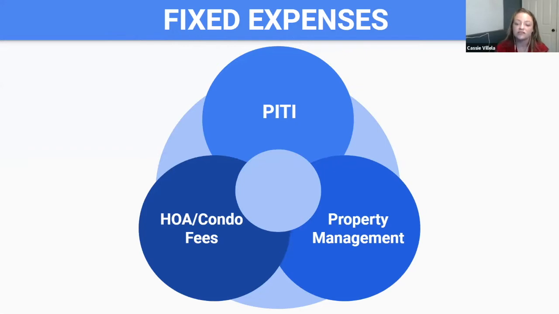So those first expenses are your fixed expenses. Now, these are the really easy ones to put into the spreadsheet because you're just going to look at the deal and get them. Property management is going to be the same based on who your property manager is. Your HOA condo fees are going to be in the listing, or you're going to be able to find those pretty easily. And then your principal, interest, taxes, and insurance.